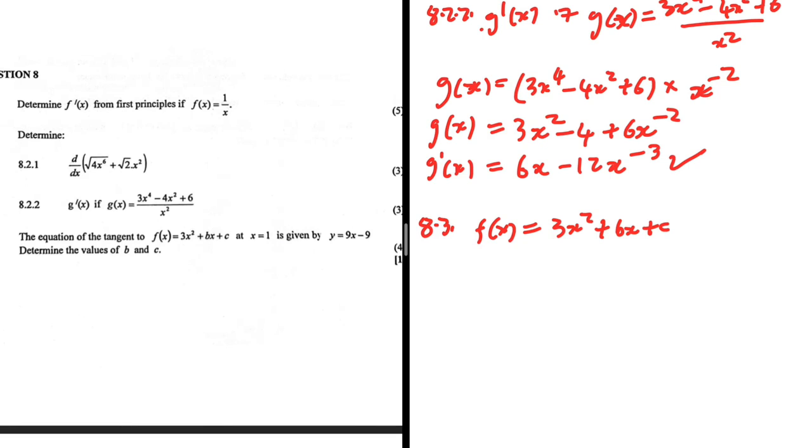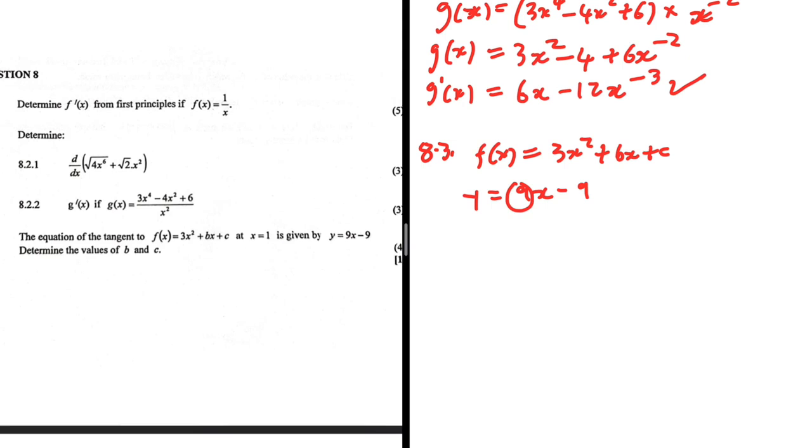So we have the gradient at x equals 1 because we have the equation of the tangent. The equation of the tangent, y equals 9x minus 9. So this 9 is the gradient at x equals 1. So we can differentiate f of x and equate to 9 and substitute 1, because when x equals 1, the gradient is 9. We're getting that from the equation of the tangent.